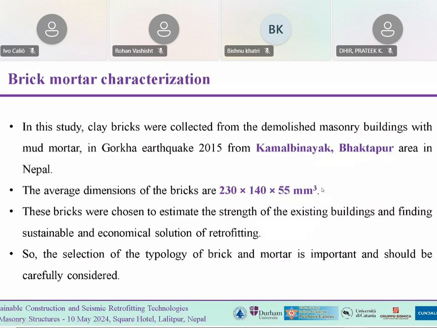The main reason for collecting brick samples from a demolished building was because our main objective is to find a sustainable retrofitting technique, and retrofitting is done to existing buildings. So we thought it was important for us to know the characteristics of the existing brick masonry buildings. That's why we selected a demolished building instead of getting newer brick samples from the factory. The average dimension of the brick was 230 by 140 by 55 mm. Like I've already mentioned, it is very important for us to select the type of brick, and I've already mentioned the reason why we selected the demolished buildings.